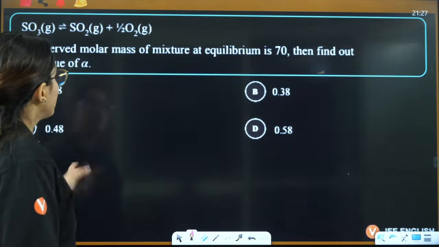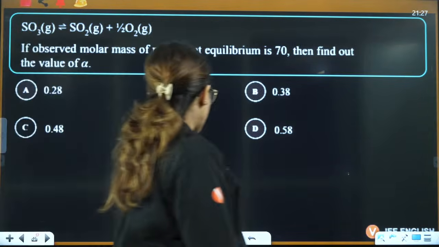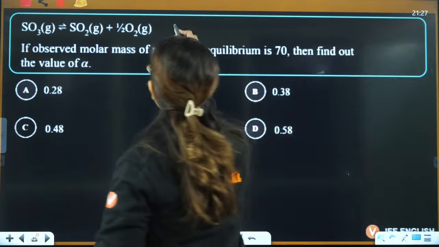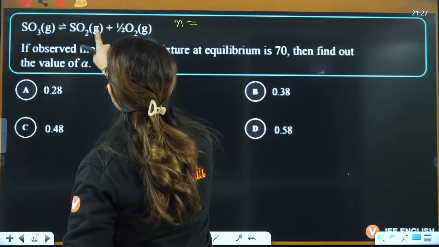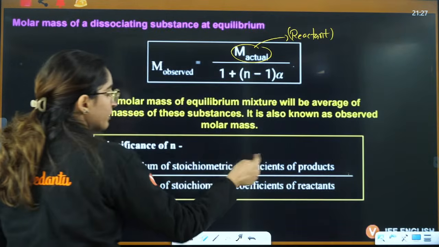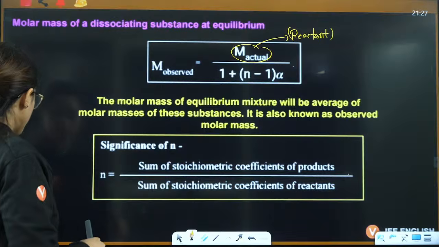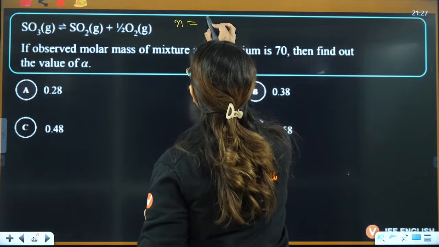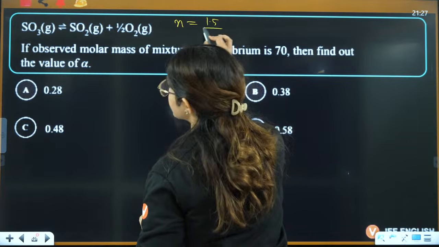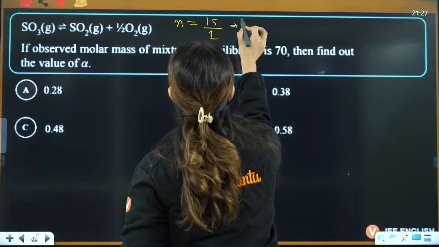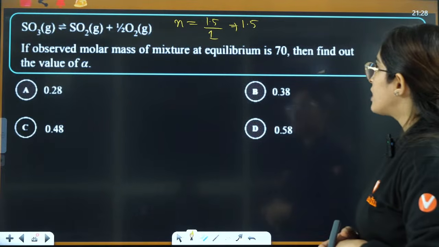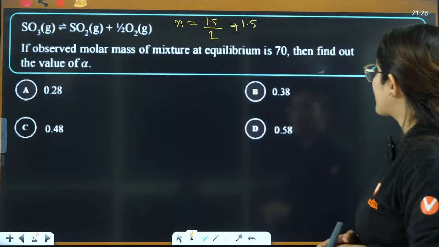For example, this question is given to you, right? And here, what is the value of n? That is the sum of stoichiometric coefficients of products by reactants. So products are 1 plus 1 by 2, that is 1.5. This is divided by 1, so n is going to be 1.5. Okay. So the observed molar mass of the mixture at equilibrium is this.